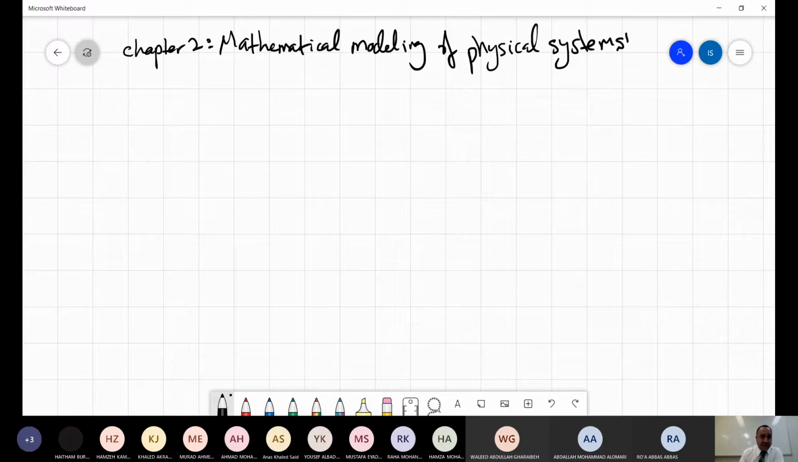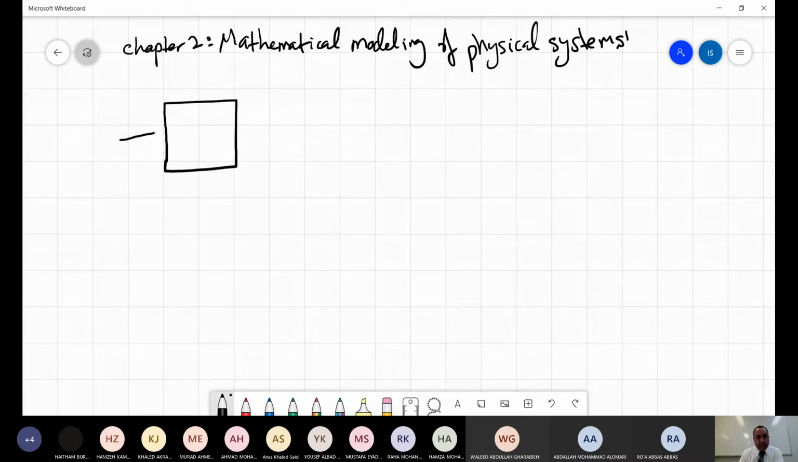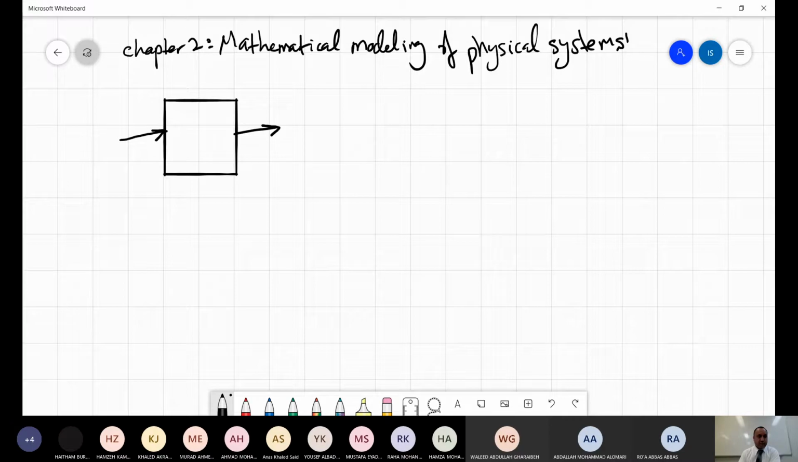So I think last time we agreed that we will have a system. Now this system has an input and output. It can be single input, single output. It can be multi-input, multi-output. So this is an input, and here we have output.